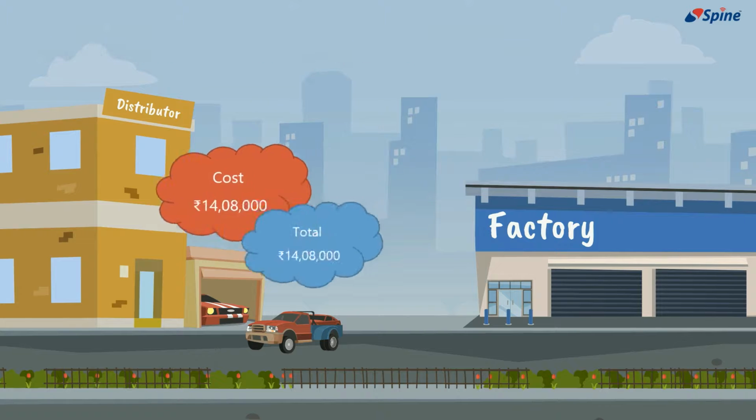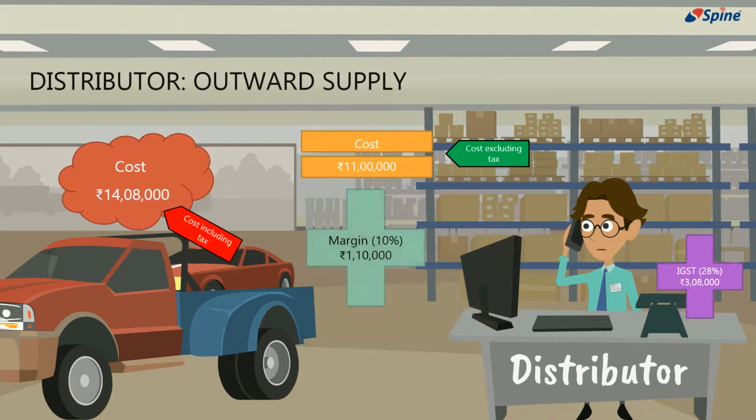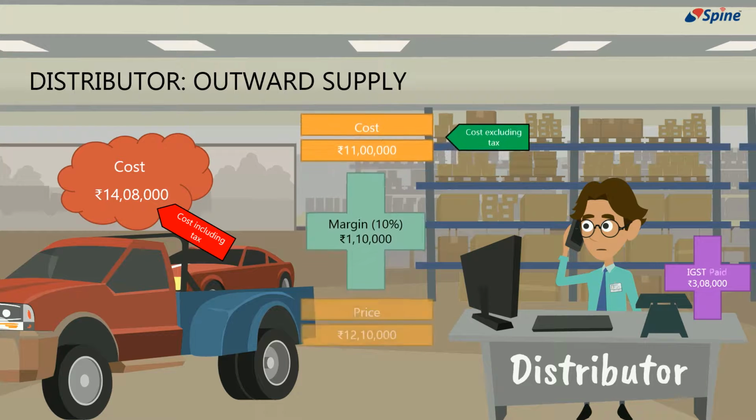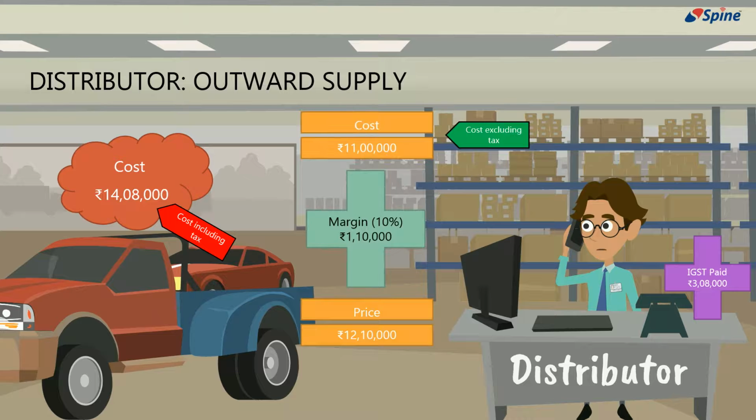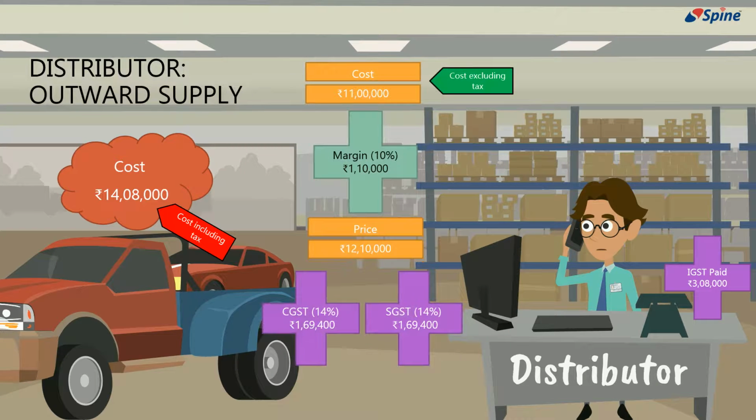Once again, this cost is divided in 3 heads: cost excluding tax, the tax, and the cost including tax. Leaving the tax component aside, the distributor would add a 10% margin on the goods. This would make the price of the goods 12 lakhs and 10,000. Just as we had done previously, the distributor will supply the goods in the same state. So, he would charge CGST and SGST. Since the tax slab is 28%, he would charge 14% SGST and 14% CGST.